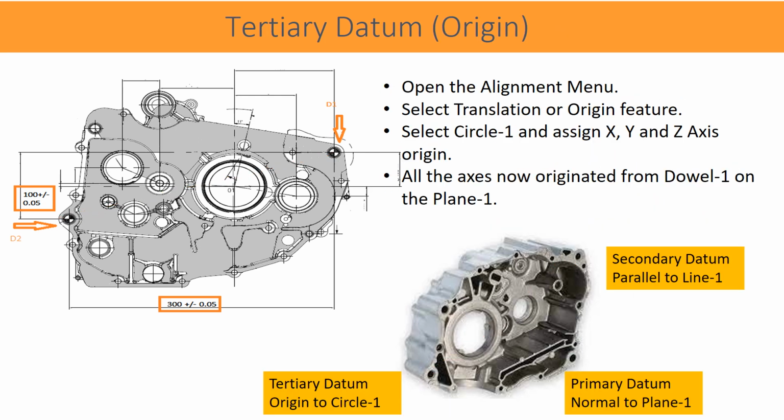Open the alignment menu. Select translation or origin feature. Select circle 1 and assign X, Y and Z axis origin. All the axes now originated from dowel 1 on the plane 1.